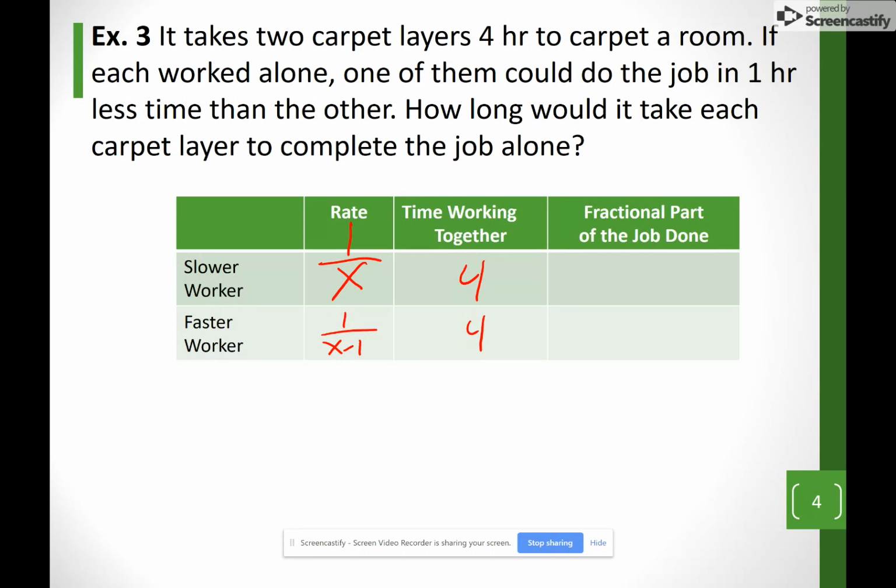Now the fractional part of the job done, basically I'm going to multiply rate times time, 1 over x times 4. The slow worker will do this in 4 over x. The faster worker will do 4 over x minus 1. Right? Remember, these two together is basically a job. So what I'm going to do, I'm going to add what each of them did. 4 over x plus 4 over x minus 1. And this is equal to one job.